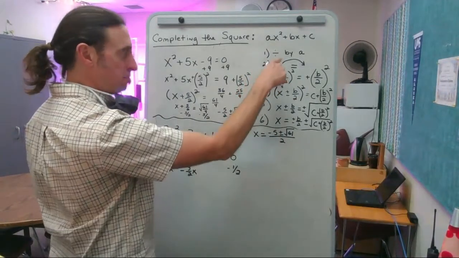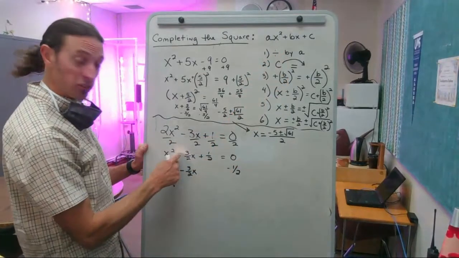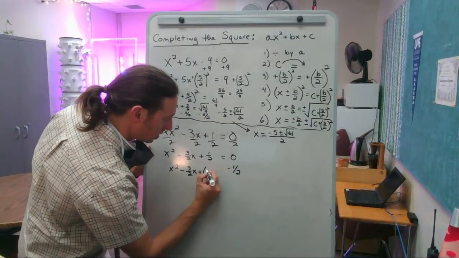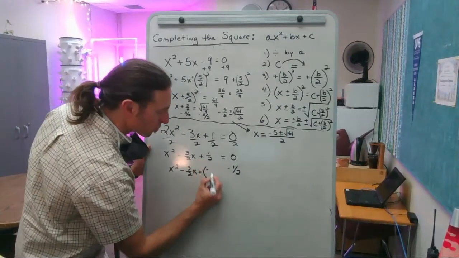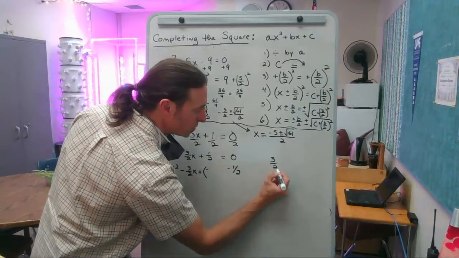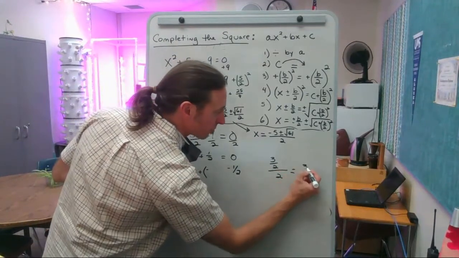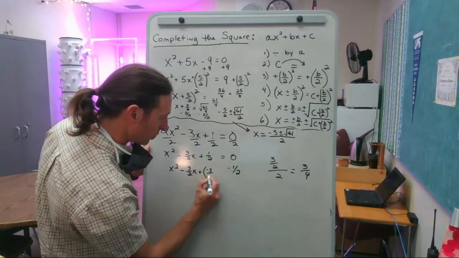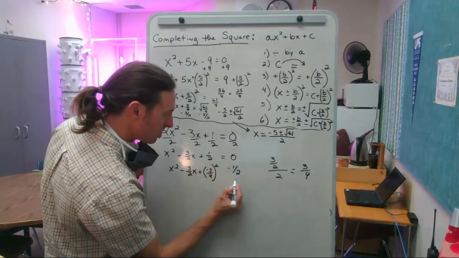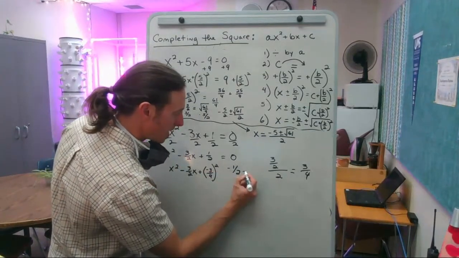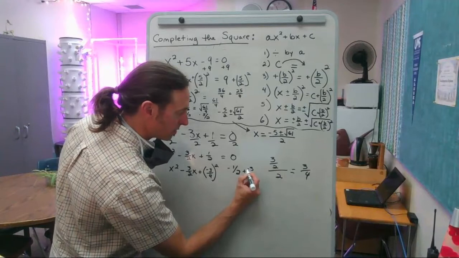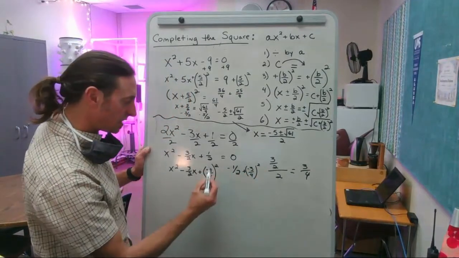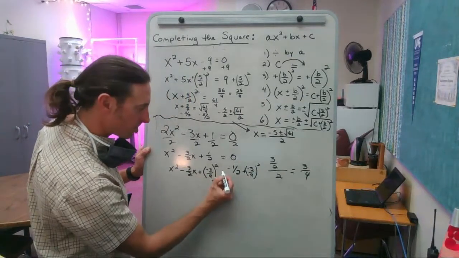Step 3, add b over 2 squared to both sides. Now notice here it's negative. So I've got plus negative 3 over 2 divided by 2, which is really 3 over 4. That's where I'm getting this 3 over 4. So 3 over 4 squared. And I'm going to have to add that to both sides. Negative 3 over 4 squared. I'll clean this up on the next step here.